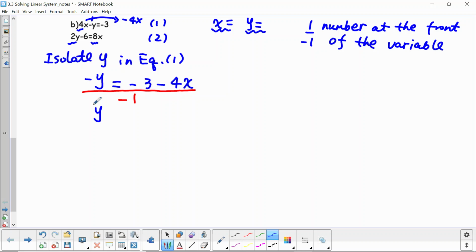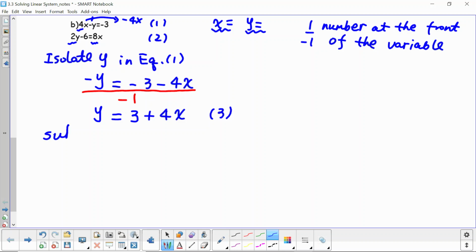Then y equals -1 divided by -1 gives you +1. So 1y equals -3 divided by -1 gives you +3, and -4 divided by -1 gives you +4x. This is equation 3. Then we are going to do substitution.